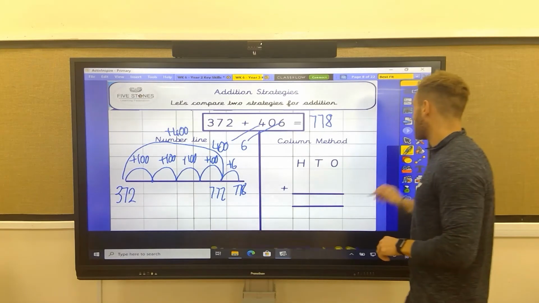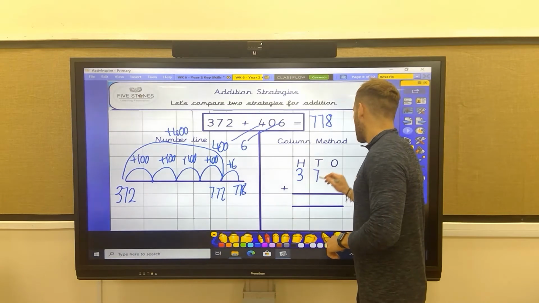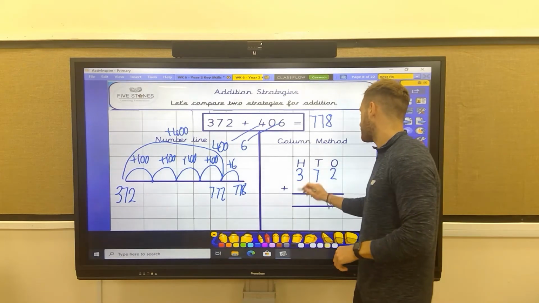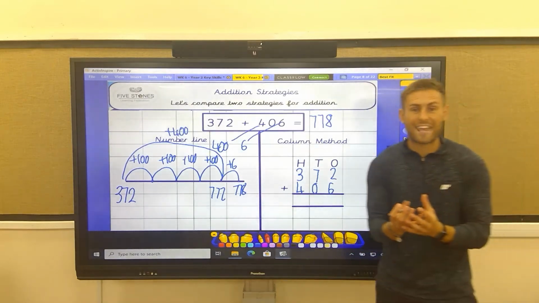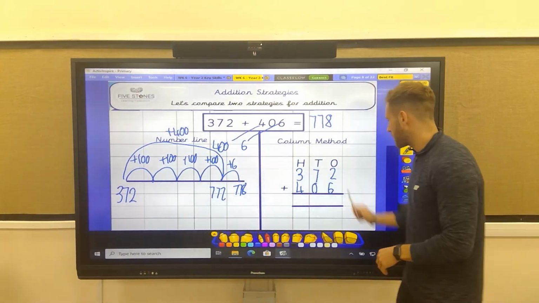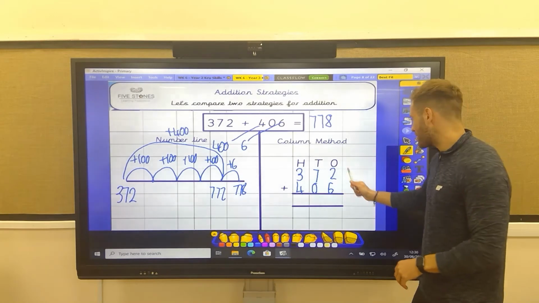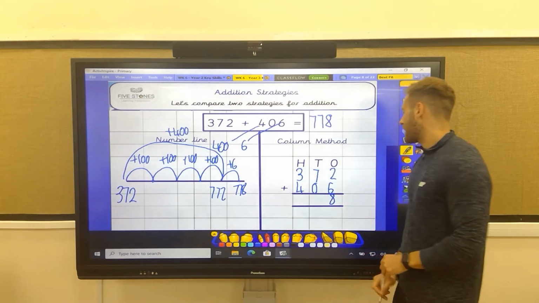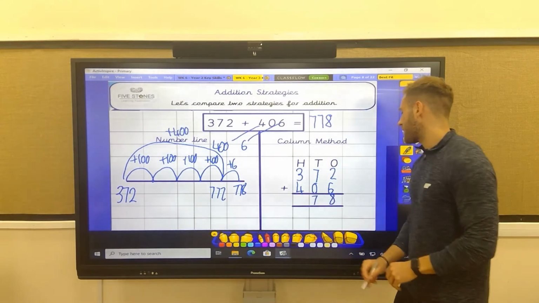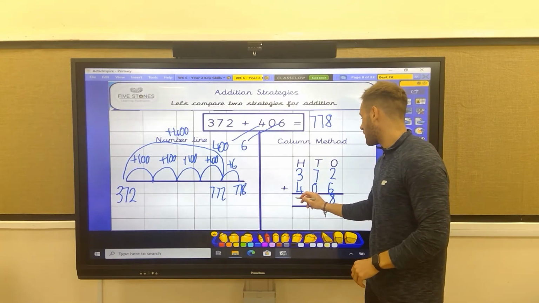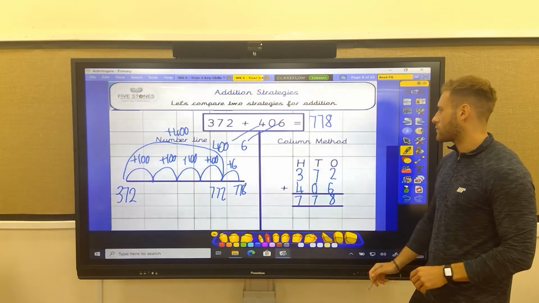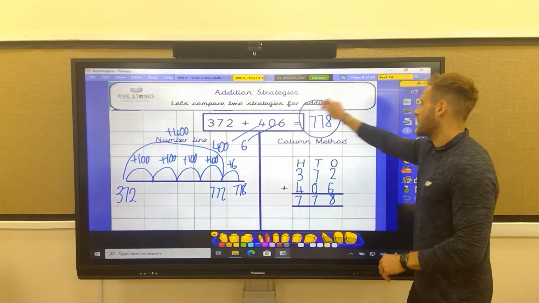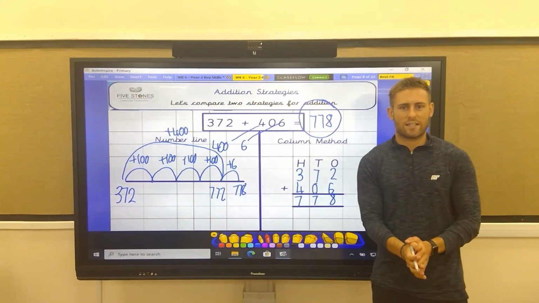Right, we're back in. So we've got the original of 372 and the addend of 406. Because we know when we add two numbers together, it doesn't matter in which order we do it. We start with our 1s, 2 and 6 gives us 8, 7 and 0 gives us 7 still, and 3 and 4 also gives us 7. So we've got 700s, 7 10s and 8 1s giving us 778. Great work.